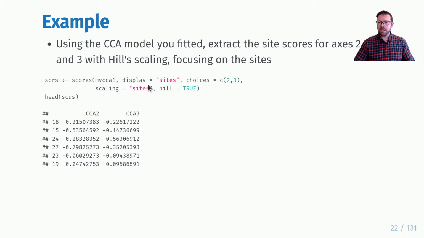And then we have to set the scaling. So because I was extracting the site scores, I'm probably most interested in the sites. So I should set the scaling to be sites as well. And then I wanted hill scaling, so I turn on hill equals true. Okay. And then if this was an RDA, instead of hill equals true here, you would do correlation equals true if you wanted the correlation-based scores. And because we only ask for one set of scores, what we get back is this matrix of scores. Okay.